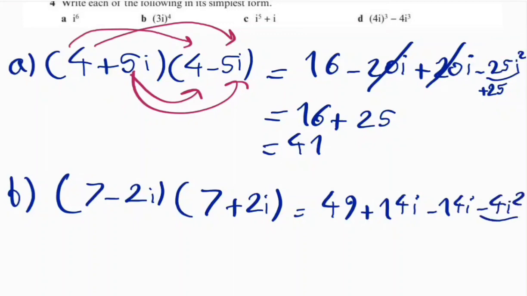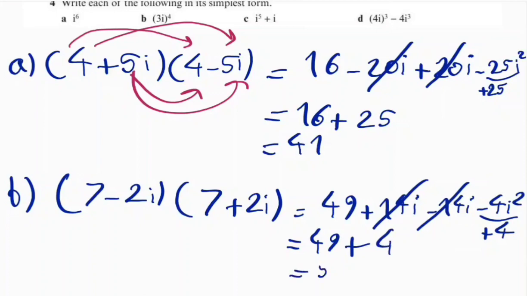Again, the same as the above example, i squared is -1. -1 times -4 is 4. So 14i minus 14i is 0. Then we have 49 plus 4, and this is equal to 53.